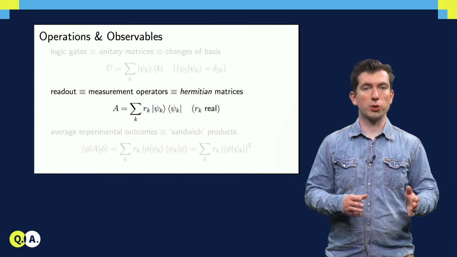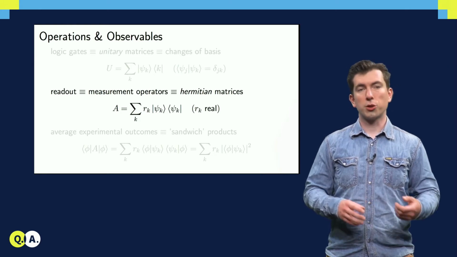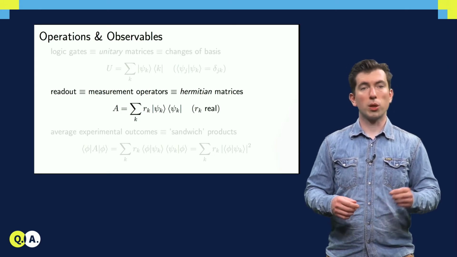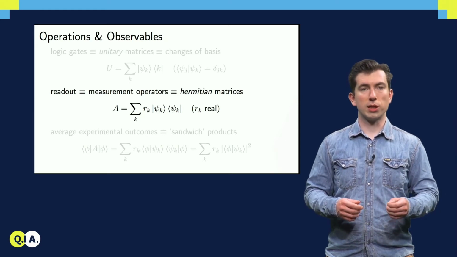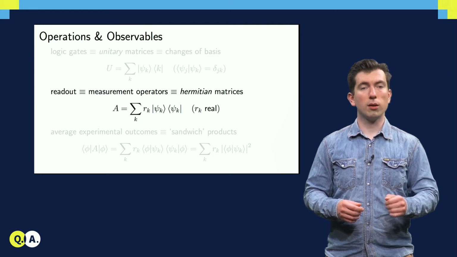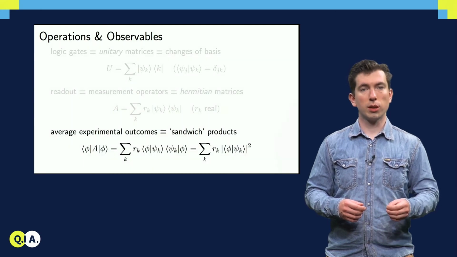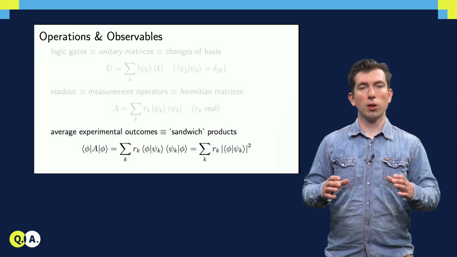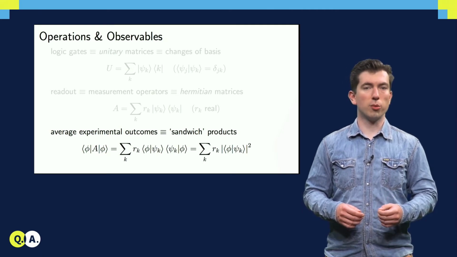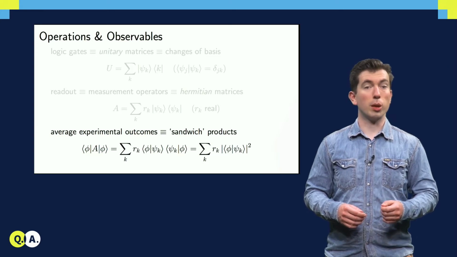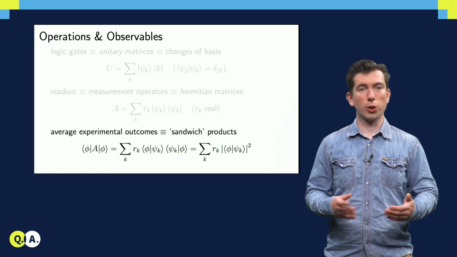Probabilistic measurements are also described by matrices, but these matrices are Hermitian, so in Ket notation, they're just weighted sums of these Ket-bra terms where the psi k states form an orthonormal basis for the space. If a measurement results in the state psi k, the value rk becomes known to the experimentalist. The expected value for this measurement is given by sandwiching the measurement operator with the state that we're measuring, and as you can see, the expectation value is just a weighted sum of the rk terms with probabilities given by Born's rule.